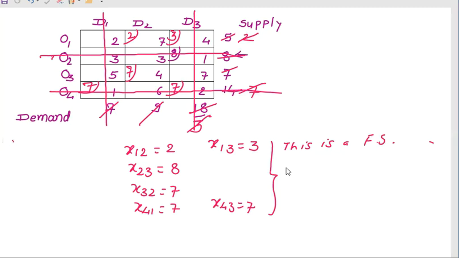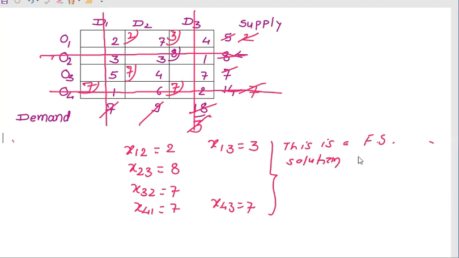Also, how many positive allocations are there? 1, 2, 3, 4, 5, 6. 6 positive allocations are there. So there are exactly m plus n minus 1. M means number of rows, 4 rows, 3 columns. So 4 plus 3, 7 minus 1 is 6. And there are 6 positive allocations.